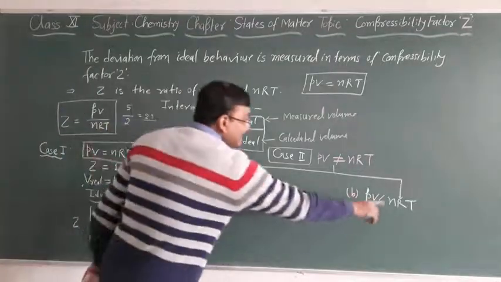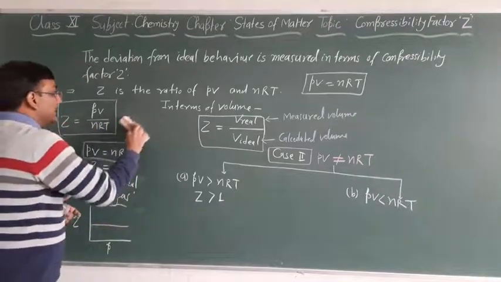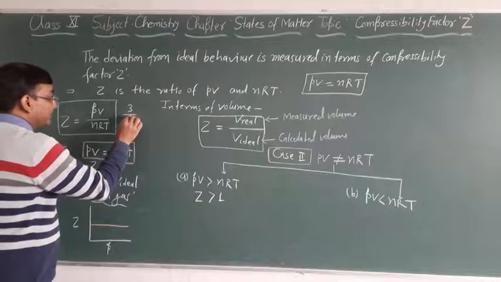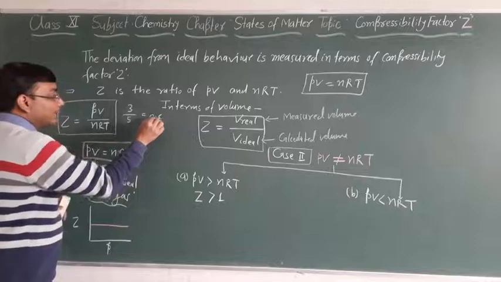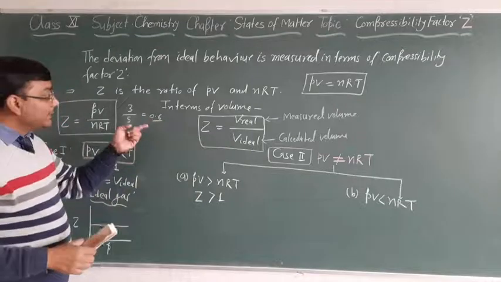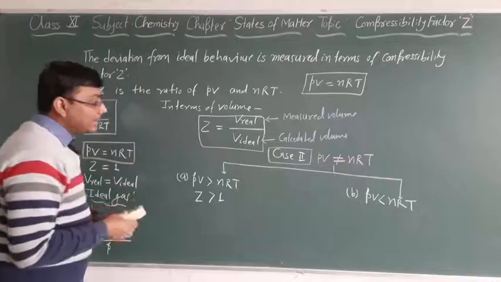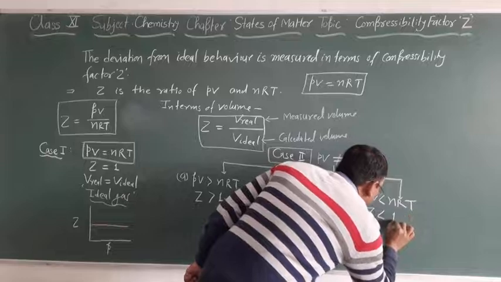If PV is less than nRT, then what will be the value of Z? Suppose 3 divided by 5, so here we get 0.6. Is this value greater than 1 or less than 1? This value is less than 1. So when PV is less than nRT, in that case Z is less than 1.